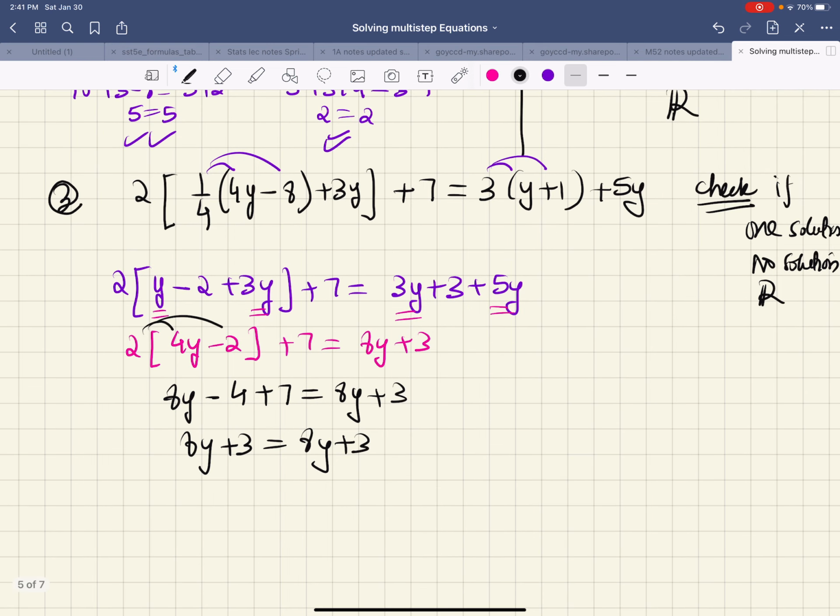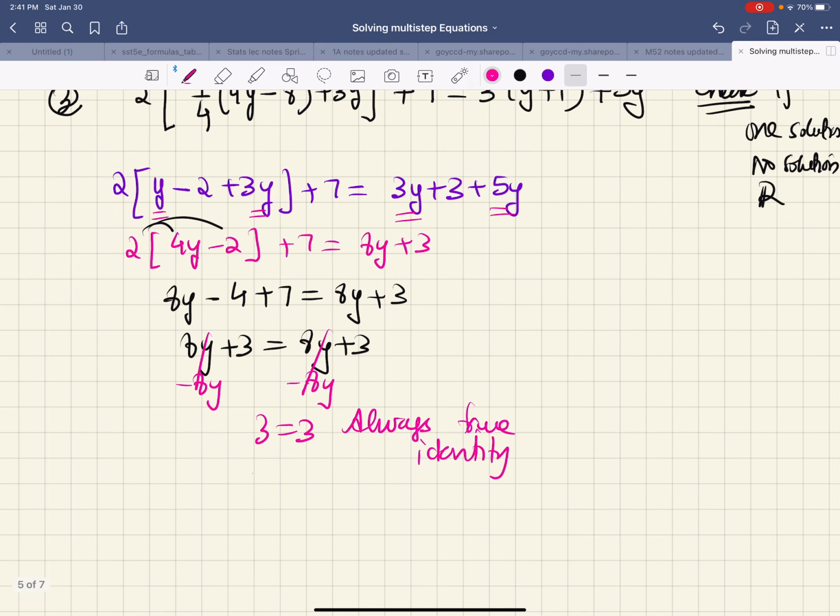Again, at this point, you see where we're heading. Both left and right hand side are equal, and they're always going to be equal. If you wish, you can go one step further and see that 3 equals 3, which is always true, and that's called an identity. An equation like this is called an identity because both left hand side and right hand side, although they look different in the first instance when you look at them, are exactly the same thing. So your solutions will be all real numbers. So there's infinitely many solutions.